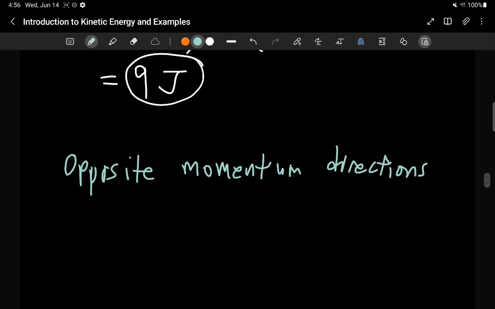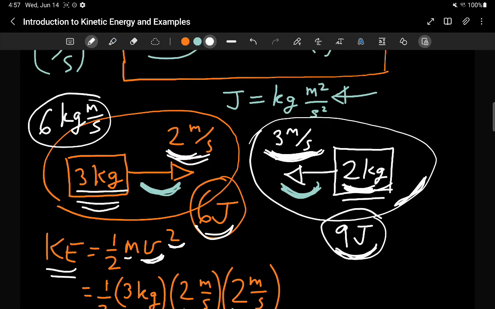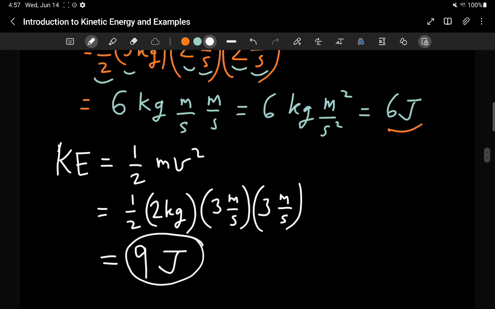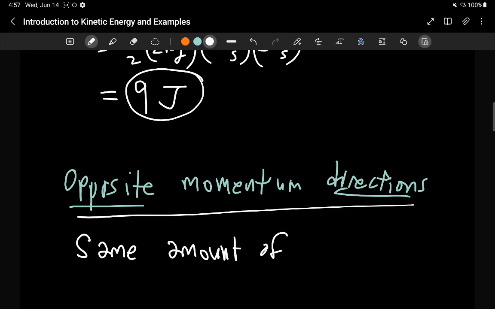So right and left are opposites. So these two momentums are opposite in direction, but at the same time, I have 3 kilograms moving at 2 meters per second. That's 6 kilograms meters per second of momentum. And over here, I have 2 kilograms moving at 3 meters per second of motion. This is also a momentum of 6 kilograms meters per second. Opposite momentum directions, but the same amount of momentum.